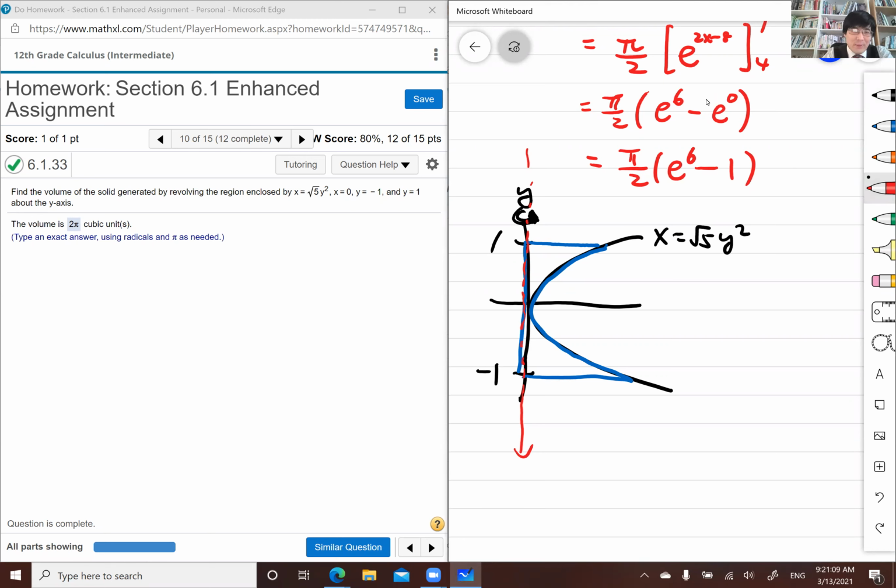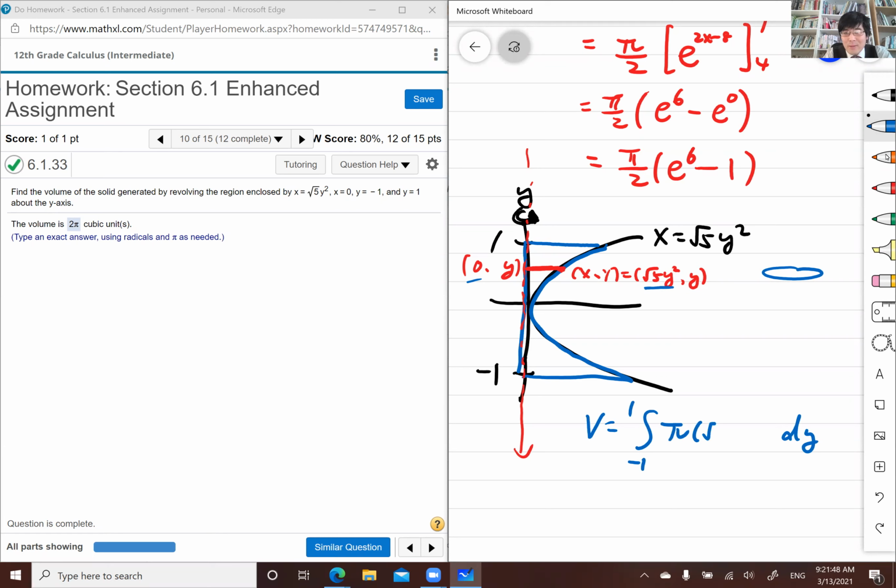Okay, so for problem number 10, the graph looks like this. We are interested in the cross-sectional area, so pick a random point on the y-axis, which is 0, y. Then you are interested in finding the length here. This point is x, y, but x can be expressed in terms of y like this. So the cross-sectional area will be a circle whose radius is just this.